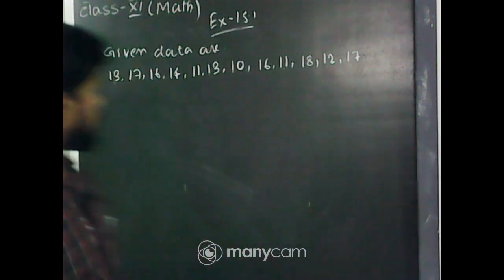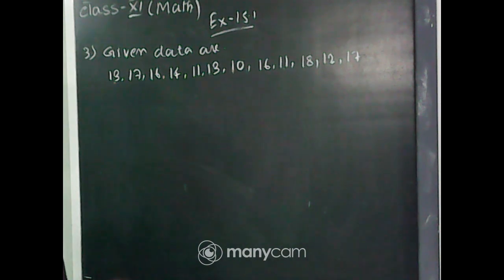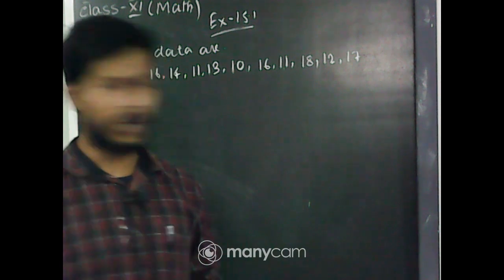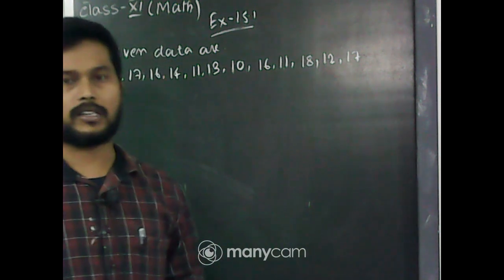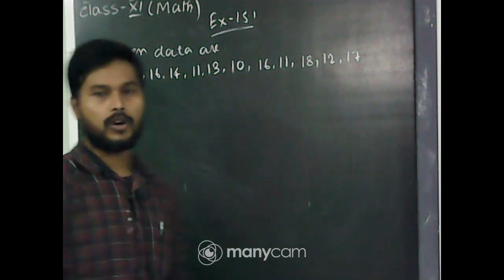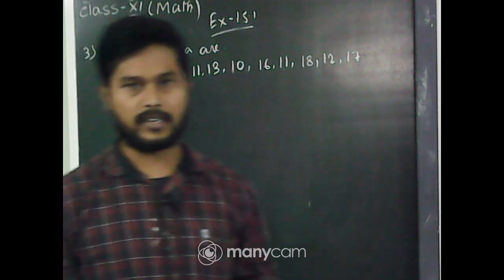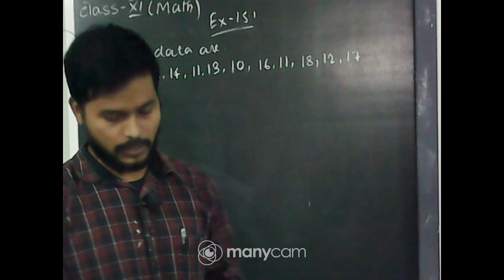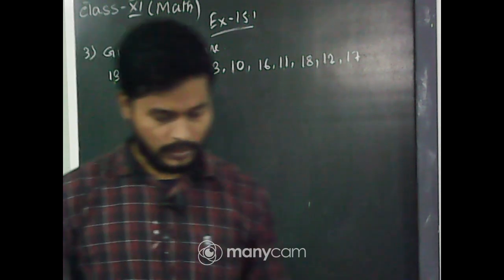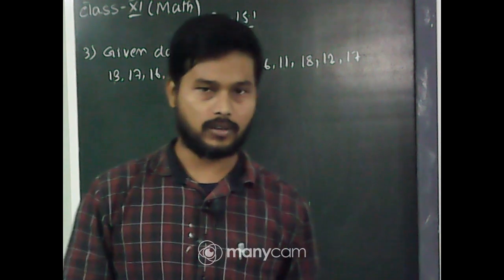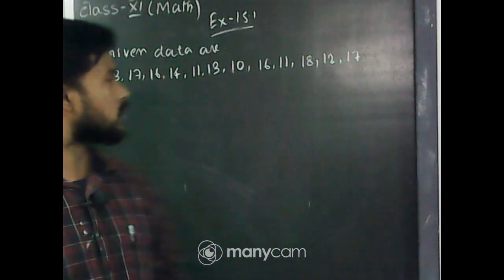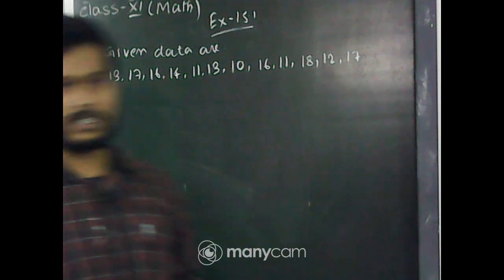Now, if you look at the data, you can see that the data are not arranged, either in ascending order or in descending order. So, to find the median of the data, first we have to arrange the data in proper way. Proper way means you can arrange the data in ascending order or in descending order. So, I am arranging the data in ascending order.